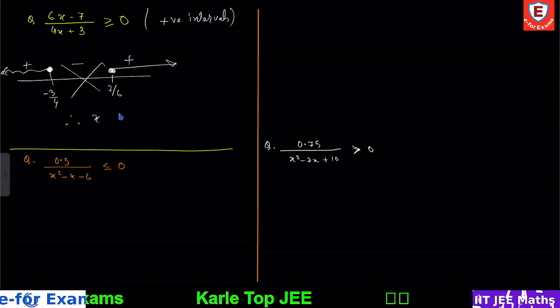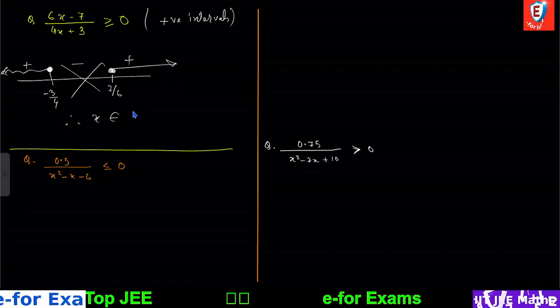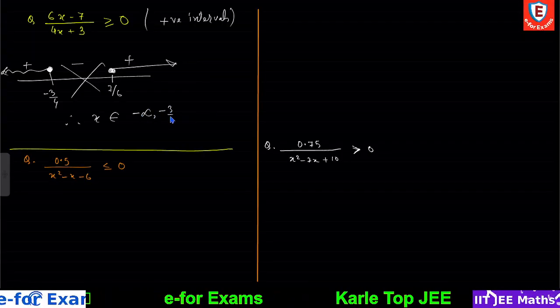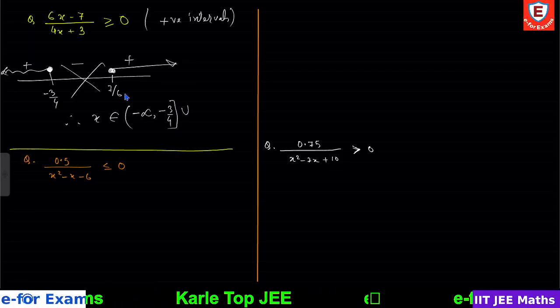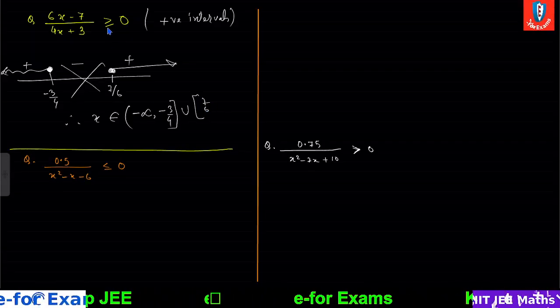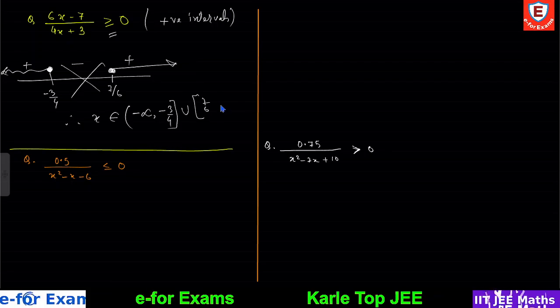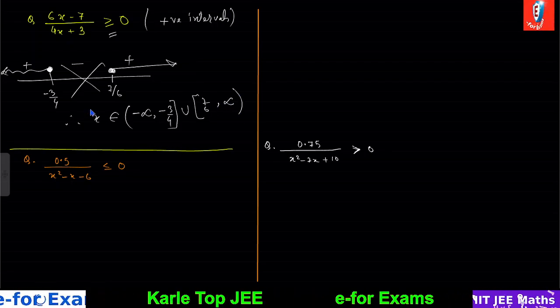Therefore, x belongs to minus infinity to minus 3 by 4, union 7 by 6, including it because it is greater than or equal to, 7 by 6 to infinity. This is the solution.